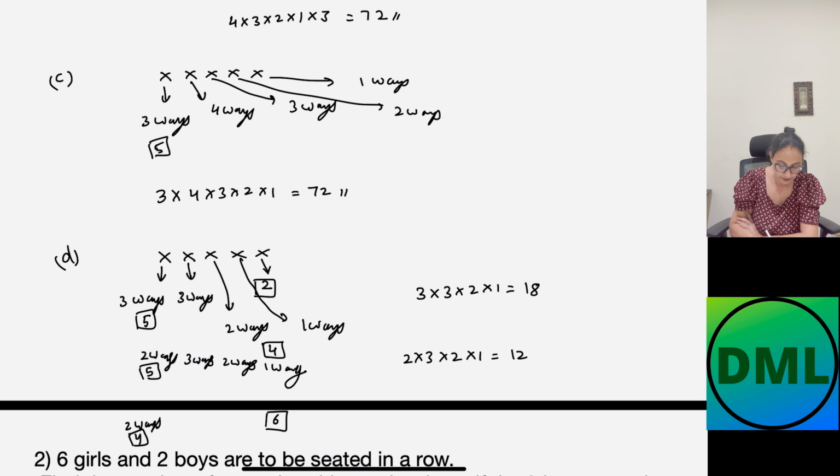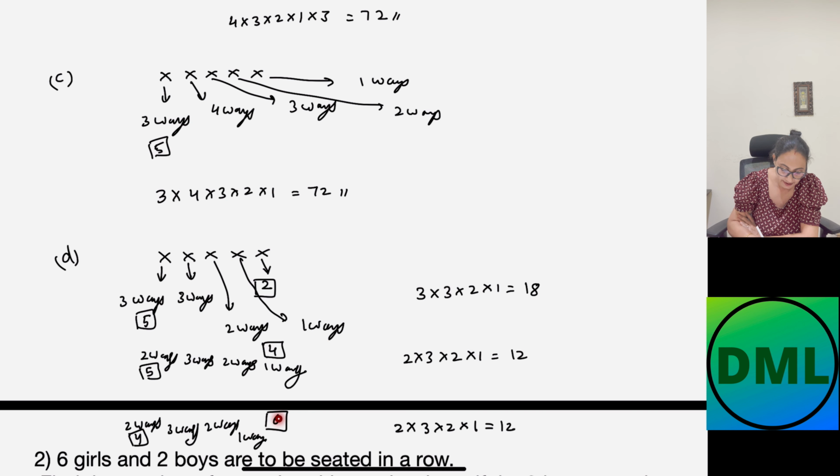The same way you can fill it. This place can be filled with 3 ways, then 2 ways and 1 way. Let's write down the answer here. 3 ways, 2 ways and 1 way. My answer will be multiplication of all of them. That will be 2 times 3 times 2 times 1, which will be equal to 12.